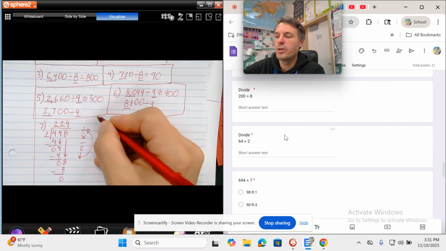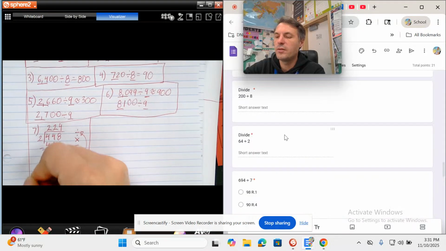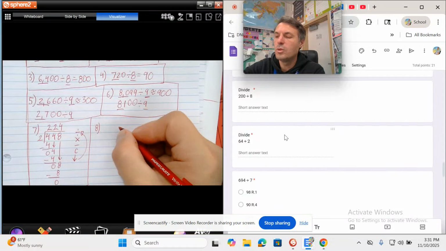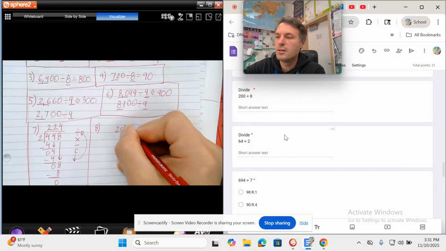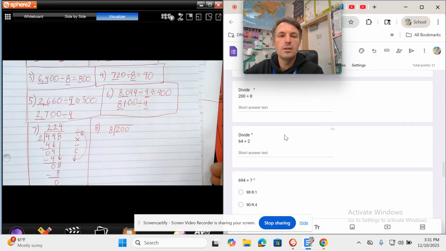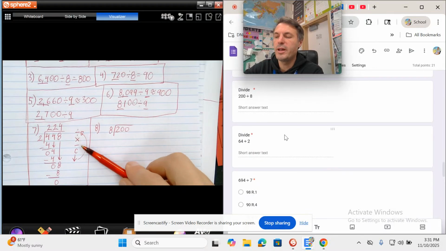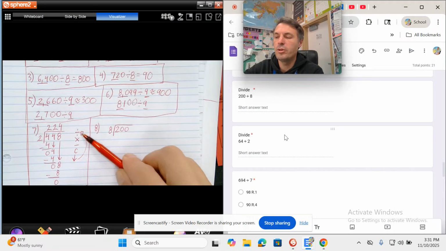It says 200 divided by 8. Let's box off that work we did. Put number 8 here. 200 divided by 8. Okay, now again, we use the steps. Divide, multiply, subtract, compare, bring down, repeat.